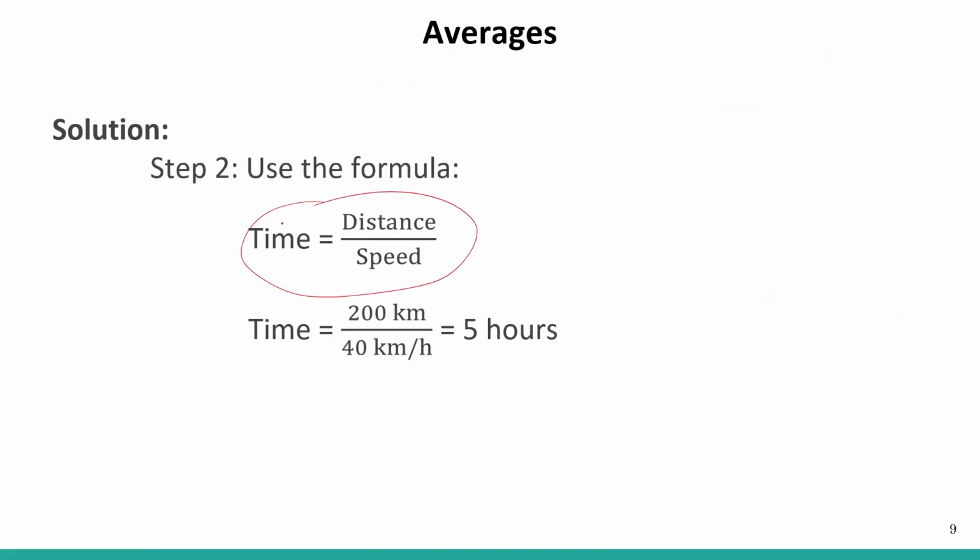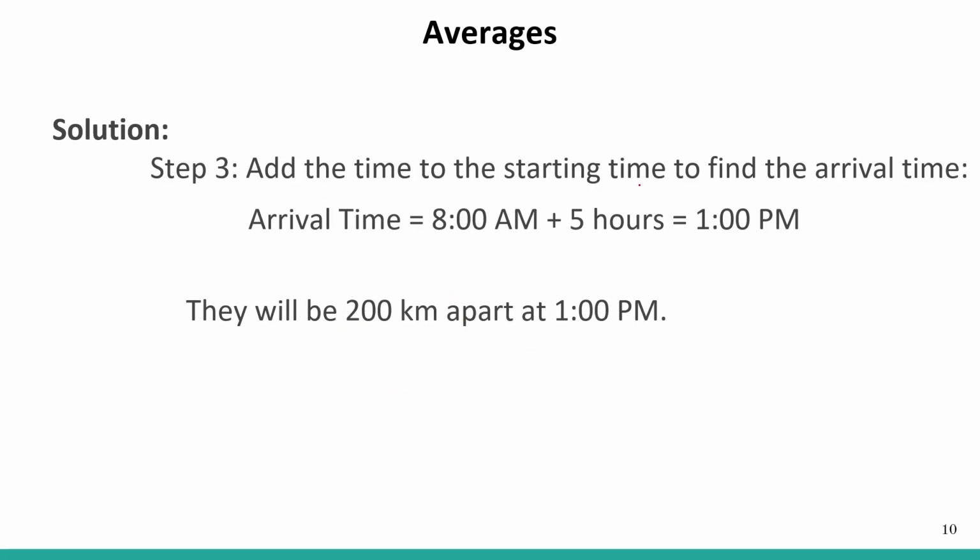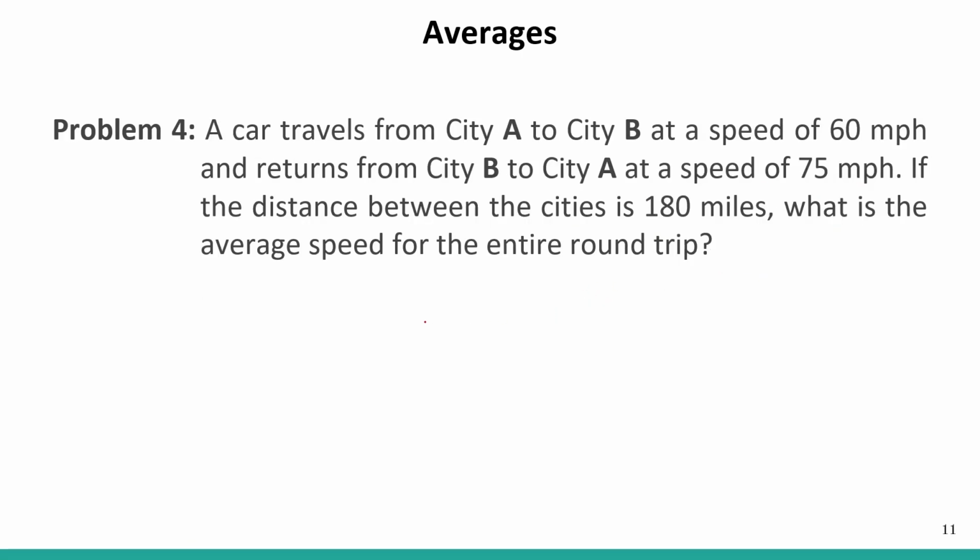So time is equal to distance by speed. So 200 kilometers by 40 kilometers per hour. So it will be taking 5 hours. So adding the time to the starting time to find the arrival time, it will be 8 a.m. plus 5 hours is equal to 1 p.m. Okay. So they will be 200 kilometers apart at 1 p.m.